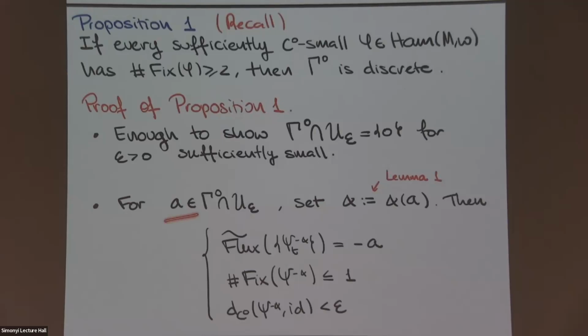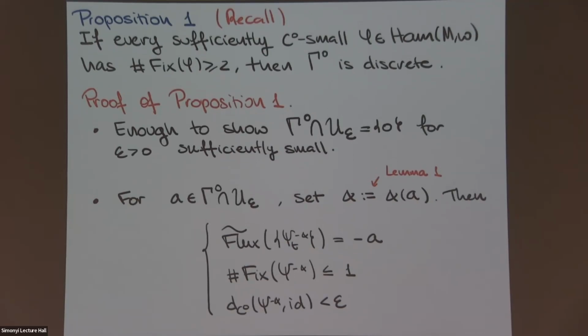Now we take A, which is both in U epsilon and gamma 0. Now take the isotopy corresponding to minus alpha, minus the representative. So its flux is going to be minus A, it's going to have at most one fixed point, and it's going to be C0 small. So this is all from that corollary that came straight from the lemma that we proved.